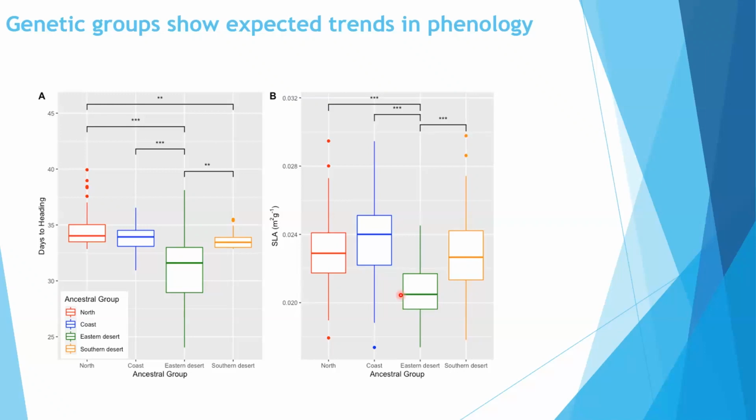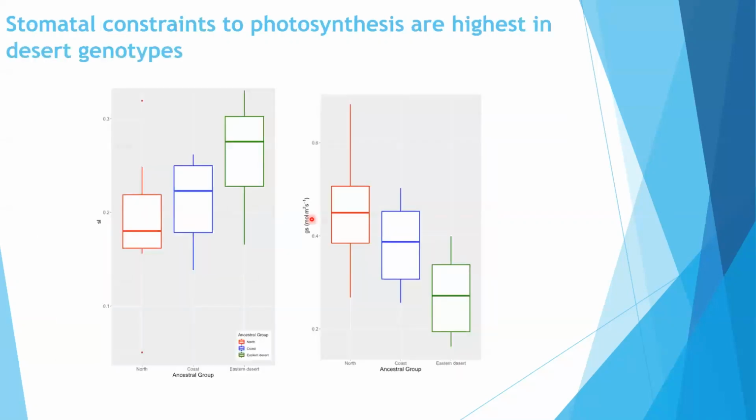Otherwise, they're likely to succumb to some kind of stress. And that's not the case in varieties from areas that are less arid, where there's more water available. This is commonly known as a drought escape strategy, and we saw a really obvious trend of that in our common garden experiment.